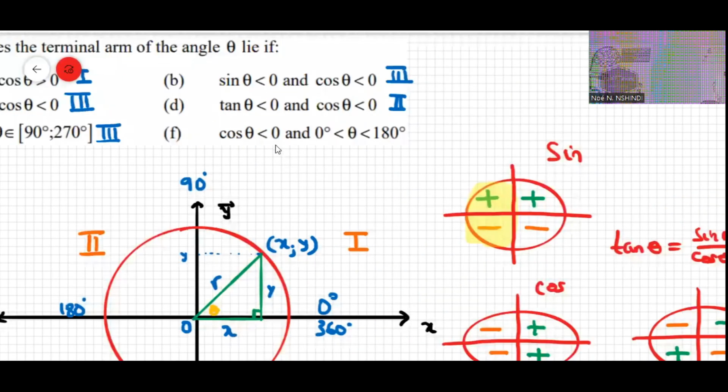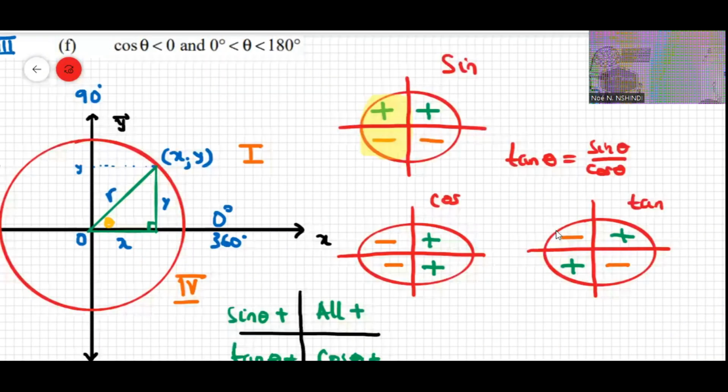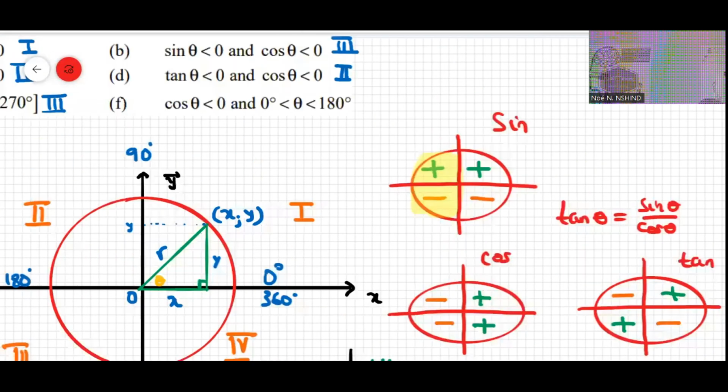Now where cos is less than 0, and then theta is between 0 and 180 degrees. So between 0 and 180 degrees is in this part that I want to highlight here. Okay, because it's 0 there, 90 there, and then 180 degrees there. So it's negative on the second quadrant. So over here, the answer is on the second quadrant.